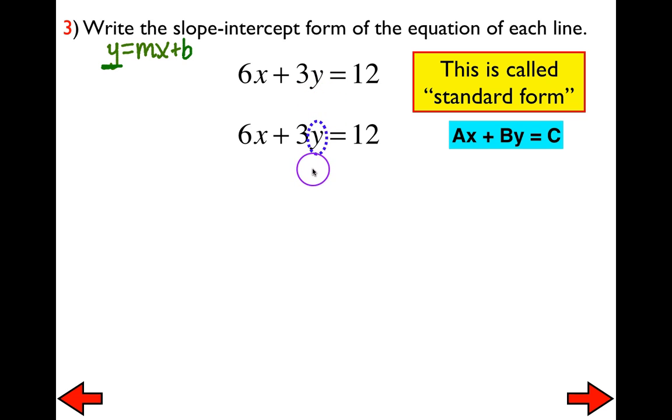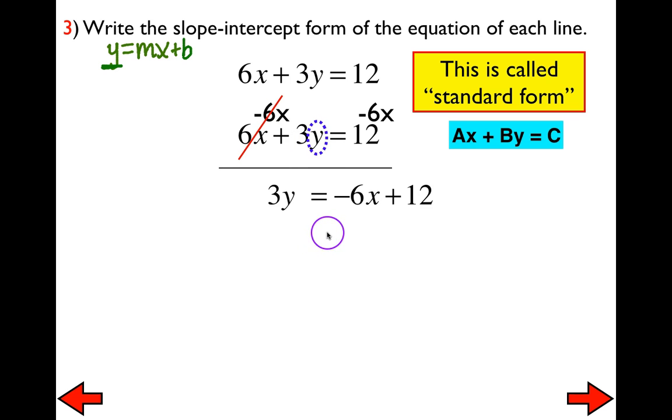Okay, so as of right now, I'm going to go ahead and get rid of the 6x by subtracting 6x from both sides, which is now going to leave me with 3y equals negative 6x plus 12. Once again, I'm putting the variable first because that's how the form is normally written. Now notice I'm not done just yet. I still need to get rid of this 3.